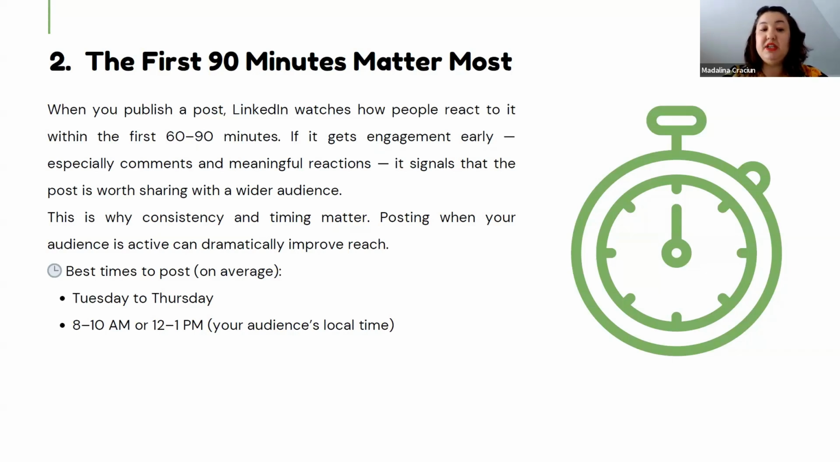Posting when your audience is active can dramatically improve reach. Best time to post on average: Tuesday to Thursday, between 8 to 10 a.m. or 12 to 1 p.m., your audience's local time.